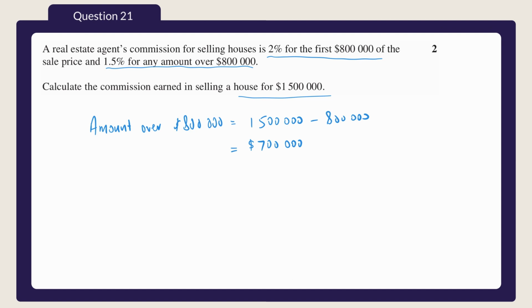So now the commission. We're going to calculate that, and it's going to be 800,000 multiplied by 2%. So it's 2% of the first $800,000, and then that 700,000, that's the amount over 800,000 of the sale price, multiplied by 1.5%. And we can calculate that all in one go, and that's going to work out to be $26,500.